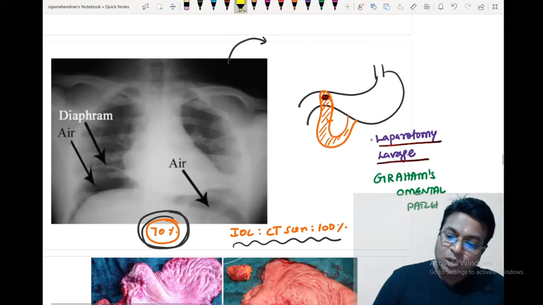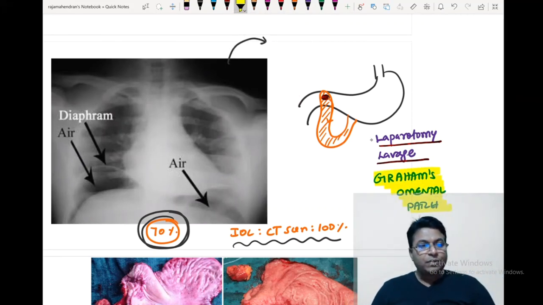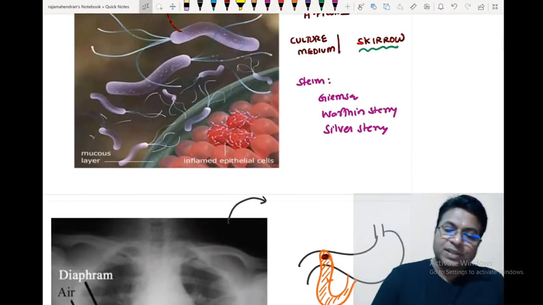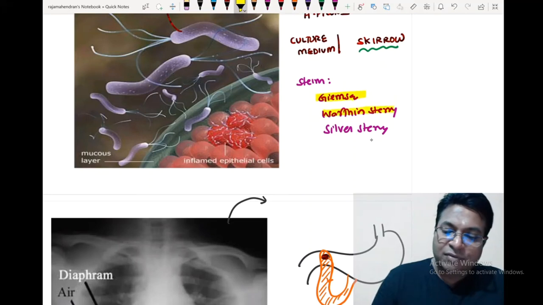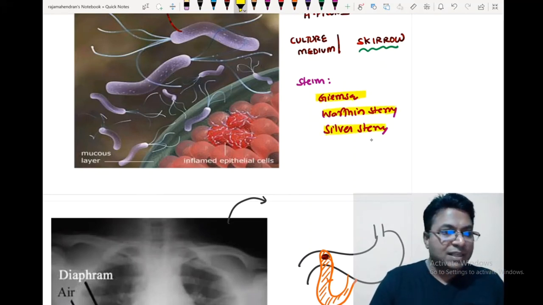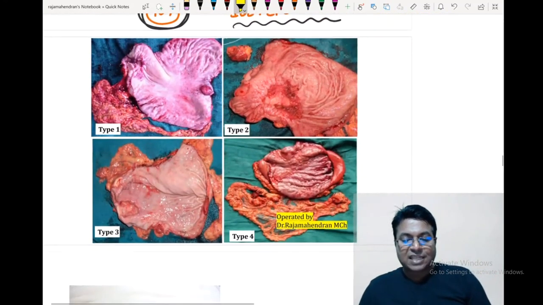The omental patch closure operation is known as Graham's omental patch. Okay, so Graham's omental patch closure. Previously, I think I told you the stains used for H. pylori: Giemsa stain, Warthin-Starry silver stain. These are the stains used for H. pylori.